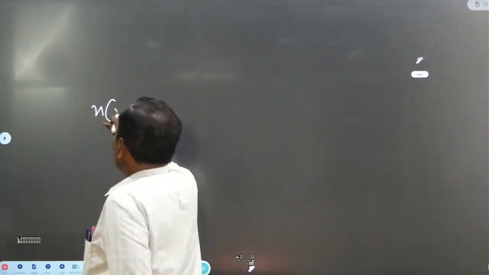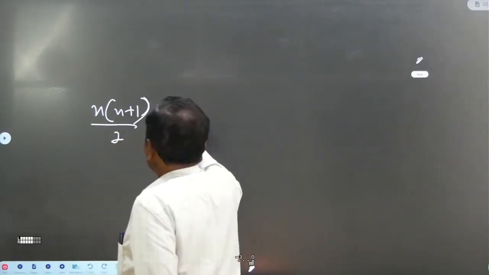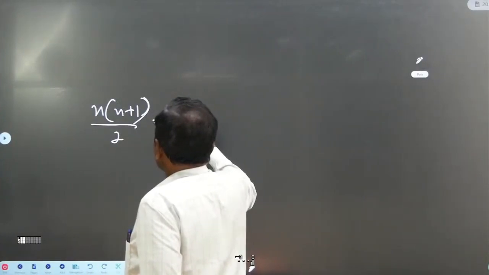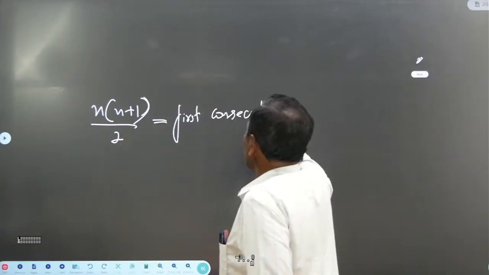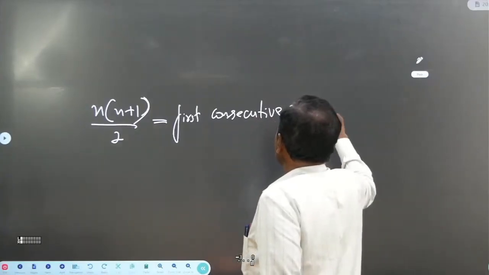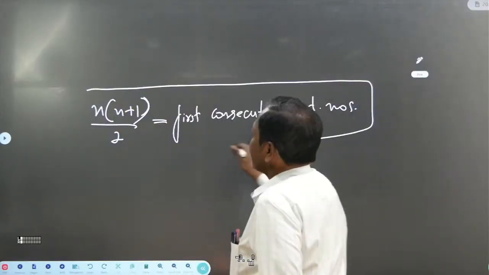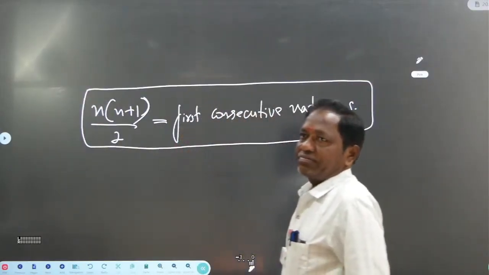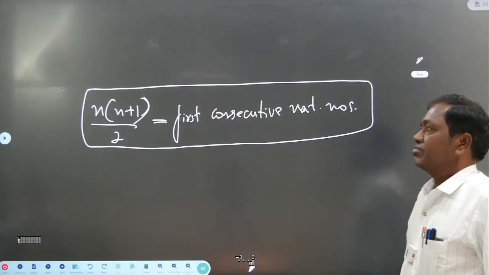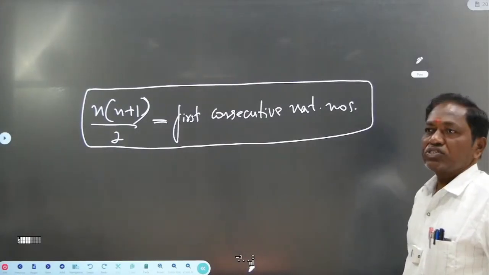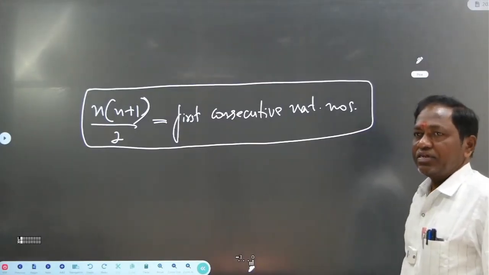n into n plus 1 by 2 is applicable only to the first consecutive natural numbers. That's fine. That's why I mentioned it, because let us learn everything. Only the first consecutive natural numbers, not for anything else. I think that's done.